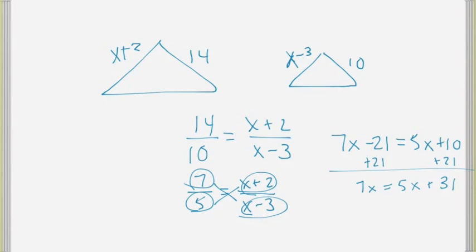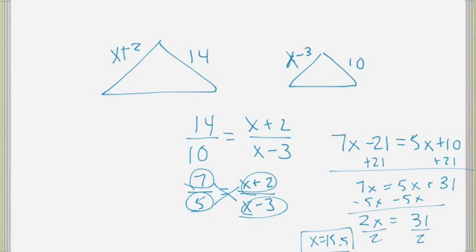Then what would I do next? Subtract 5x from both sides. 2x is 31, and how would I finish it out? Divide by 2. And I get x is 15.5 or 15 and a half. Or 31 over 2.